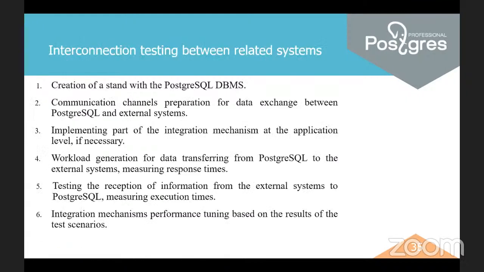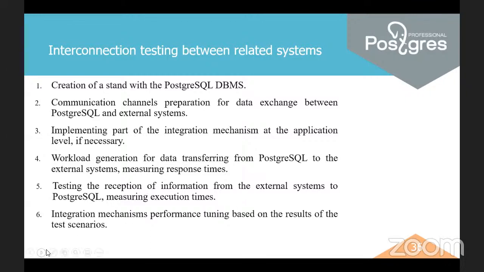So, and what about interconnection testing between related systems? As I have just mentioned, the main part here is to implement some communication channels, try to transfer the data from an external database to Postgres and measure times, and vice versa, and see if it works as expected in terms of performance. If it doesn't, some optimization should be made. And I have just mentioned various FDW modules such as Oracle FDW and TDS FDW. They are free of charge. You can download and use them.